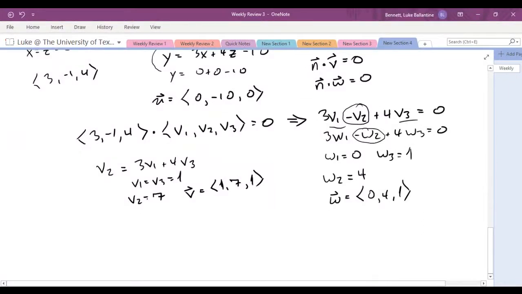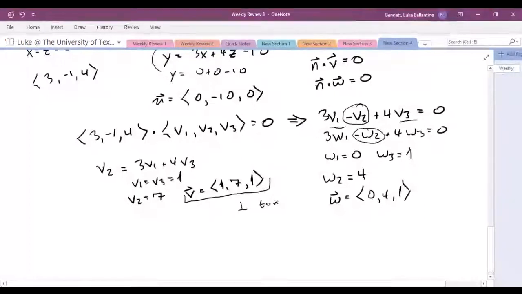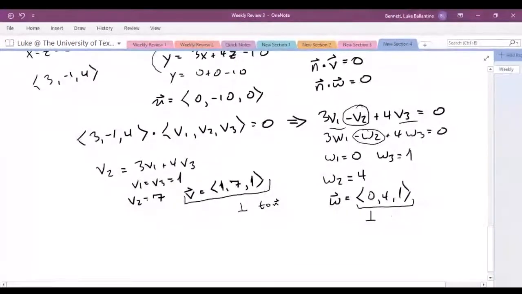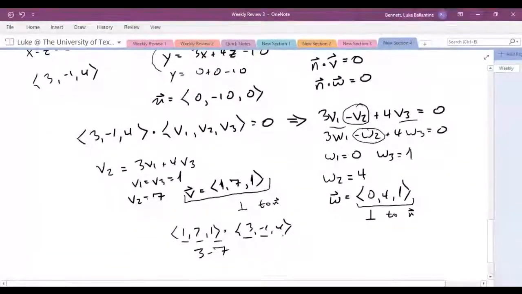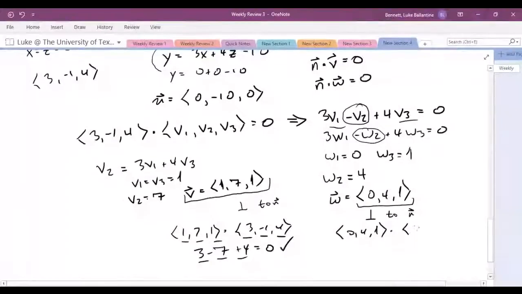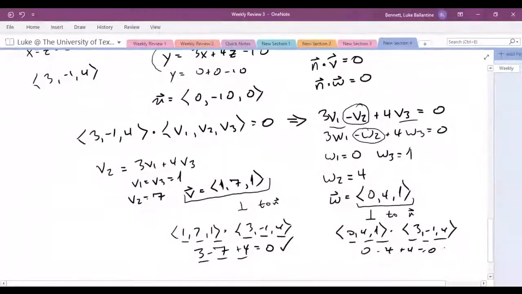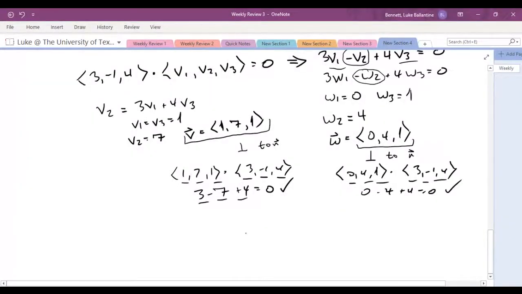Now we could pull a little check. We could check to see if these vectors are perpendicular to N by taking the dot product with N. So we have 1, 7, 1 dotted with 3, negative 1, 4. This is 1 times 3 is 3, 7 times negative 1 is negative 7, 1 times 4 is 4. 3 plus 4 is 7, minus 7 is equal to 0. So we're good. And then we have 0, 4, 1 dotted with 3, negative 1, 4. So we get 0 times 3 is 0, 4 times negative 1 is negative 4, 1 times 4 is positive 4, equals 0. We're good.